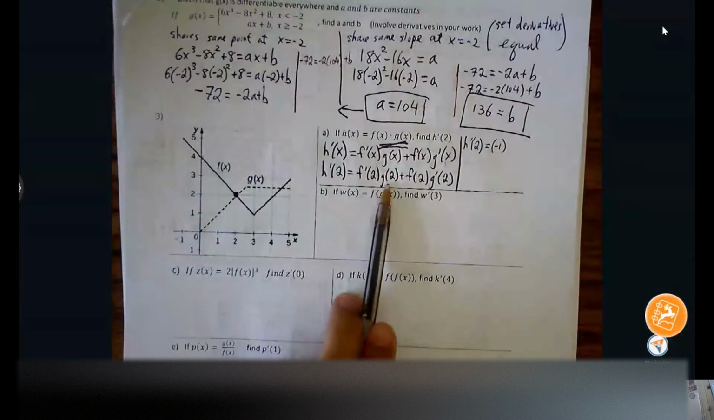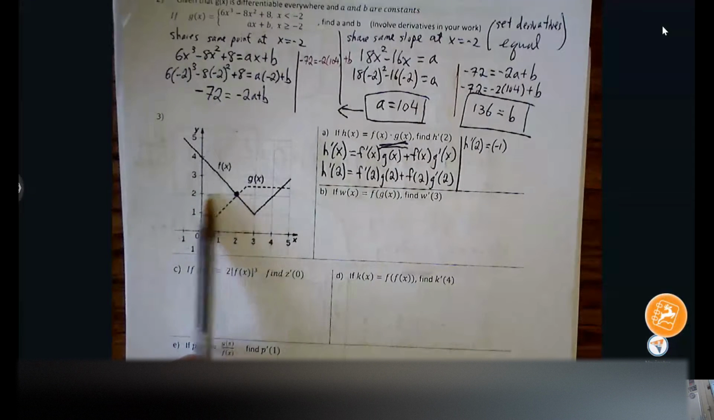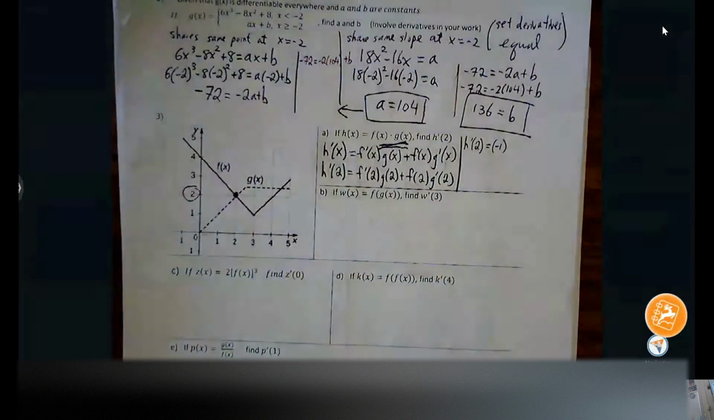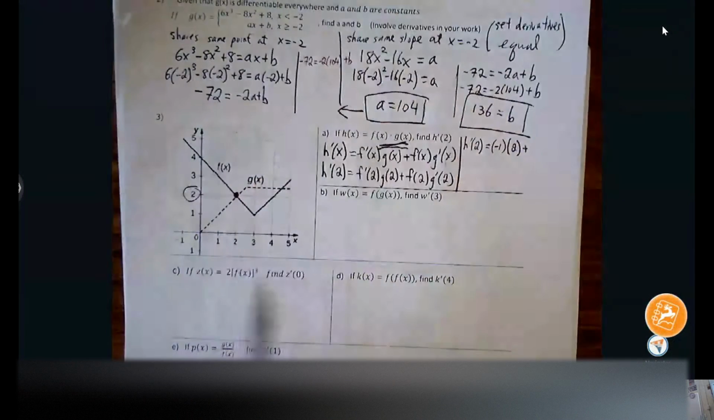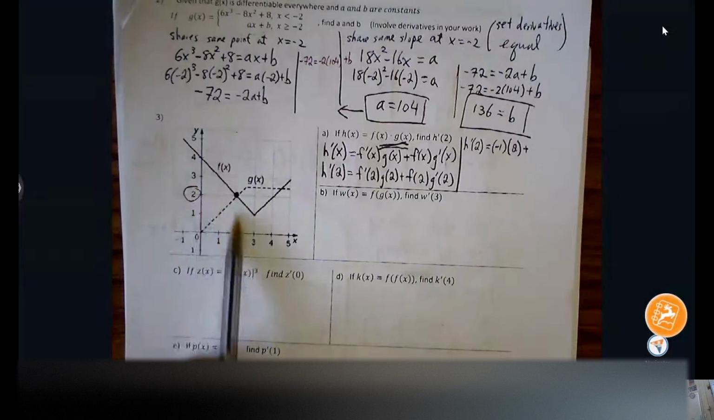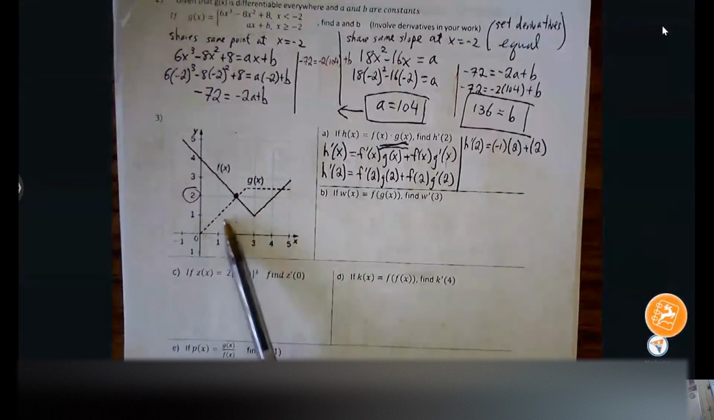Okay, G of 2 is asking for the y value of the G graph, which is 2. F of 2 also shares the same y value. And now G prime of 2. What's the slope of the G graph at 2?